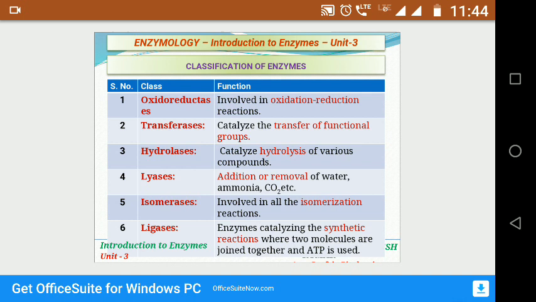Second one is transferases. Instead of electrons, if some functional groups are transferred from one molecule to another molecule, then they are called transferases. They simply transfer functional groups from A to B or B to A. Third one is hydrolases. Hydrolases are those enzymes which break or hydrolyze large molecules into their constituent subunits or constituent products.